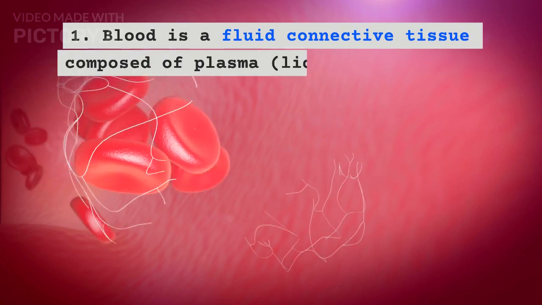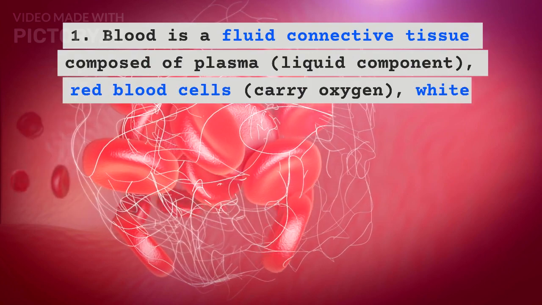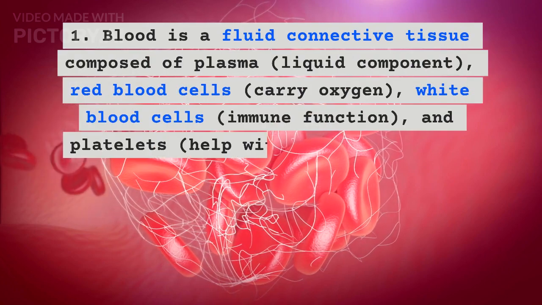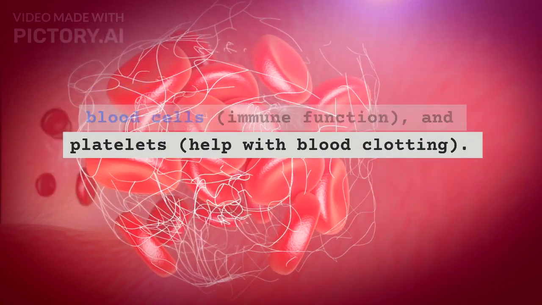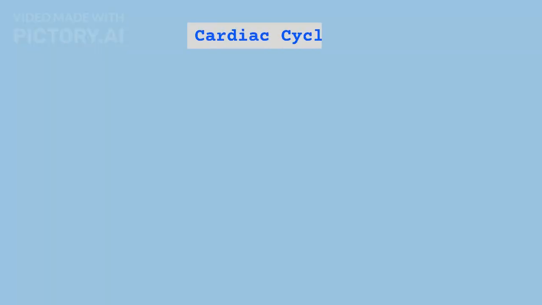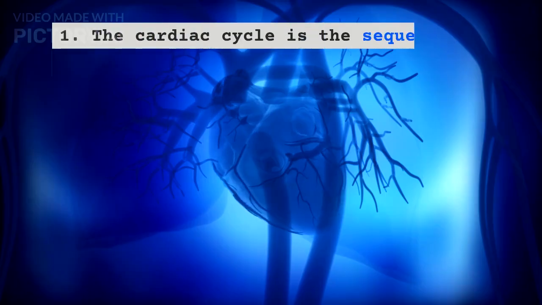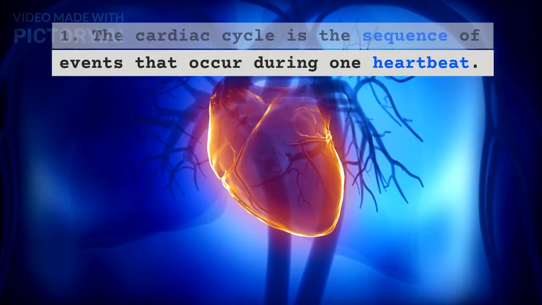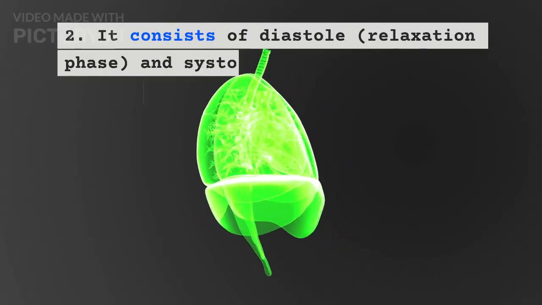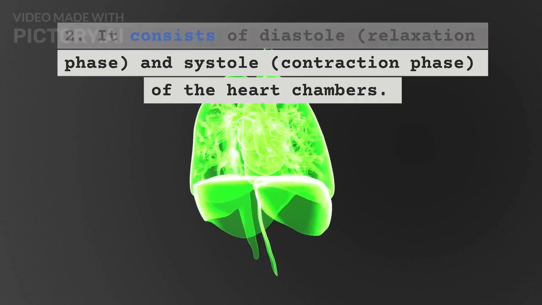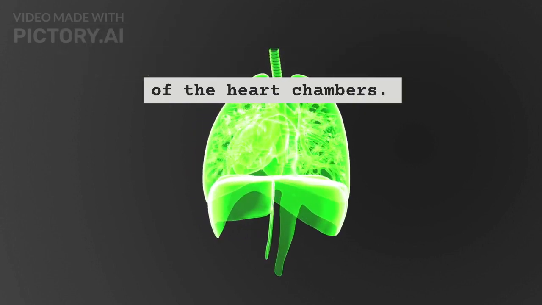Blood. 1. Blood is a fluid connective tissue composed of plasma, the liquid component, red blood cells, which carry oxygen, white blood cells, for immune function, and platelets, which help with blood clotting. Cardiac cycle. 1. The cardiac cycle is the sequence of events that occur during one heartbeat. 2. It consists of diastole, the relaxation phase, and systole, the contraction phase, of the heart chambers.